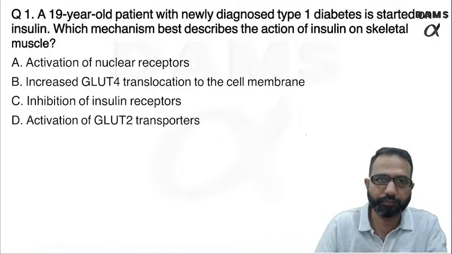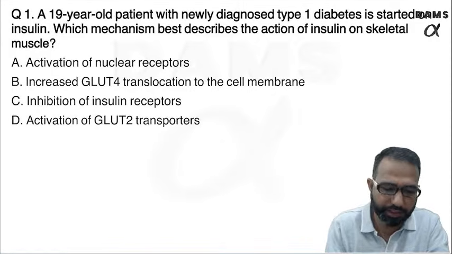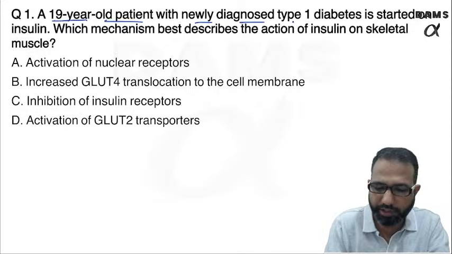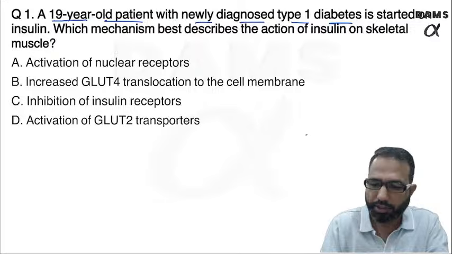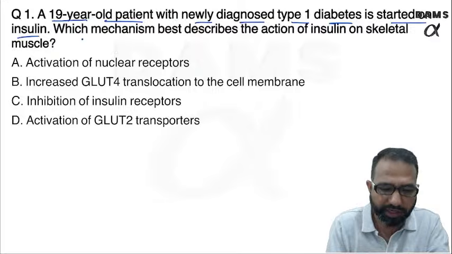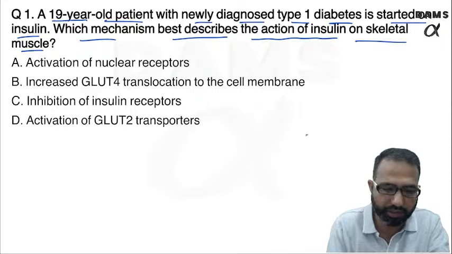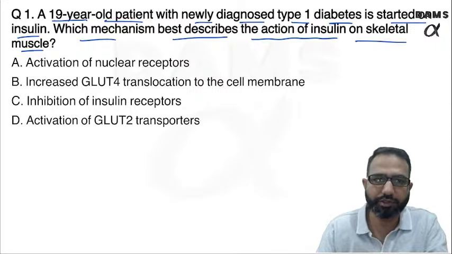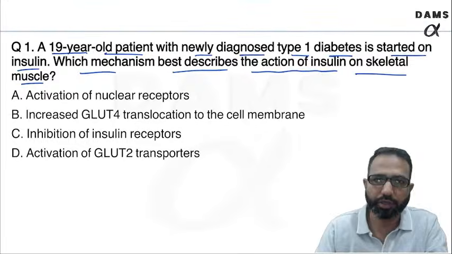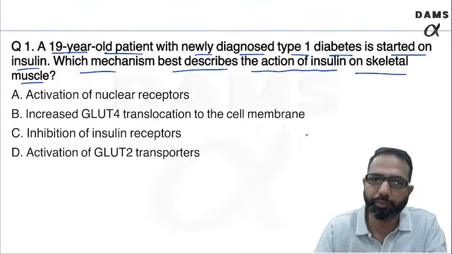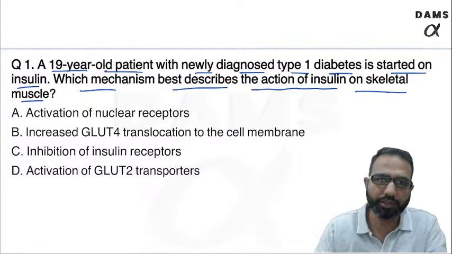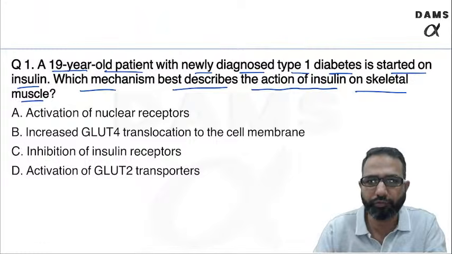So in this, you can see a 19-year-old patient with newly diagnosed type 1 diabetes. It started on insulin. Which mechanism best describes the action of insulin on skeletal muscle? The first question regarding the insulin, and you know insulin is a very important topic. So in this question they are asking the mechanism of insulin.